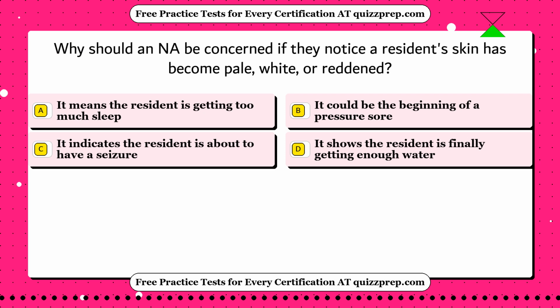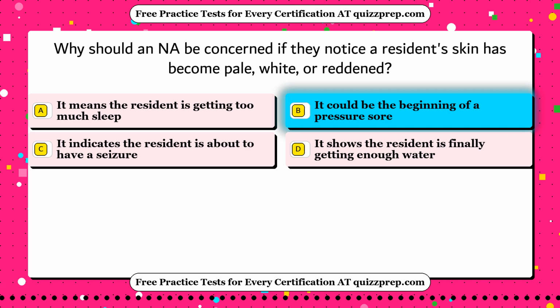Question 50. Why should a NNAAP be concerned if they notice a resident's skin has become pale, white, or reddened? Option A, it means the resident is getting too much sleep. Option B, it could be the beginning of a pressure sore. Option C, it indicates the resident is about to have a seizure. Option D, it shows the resident is finally getting enough water.